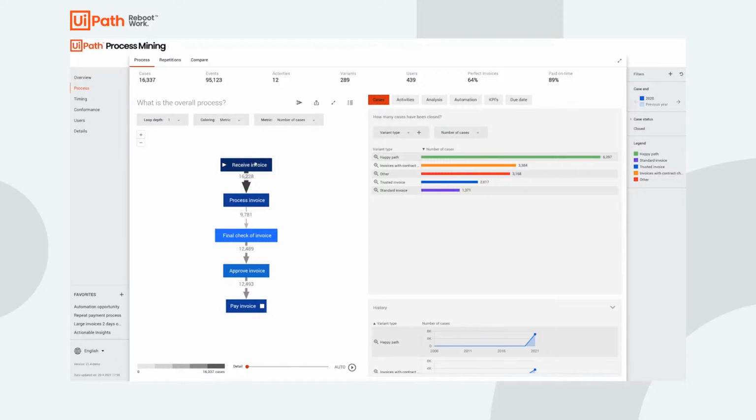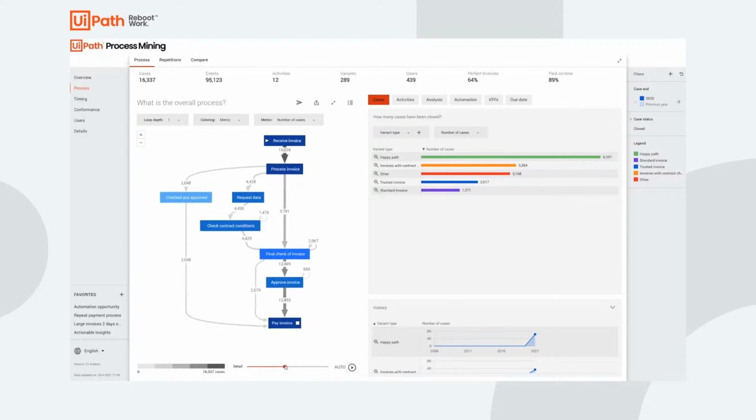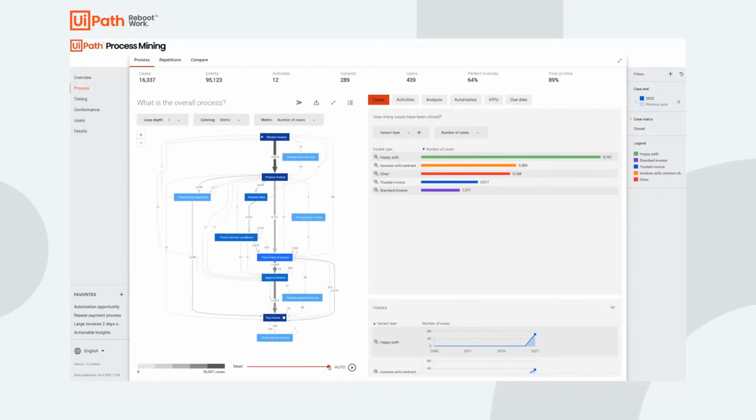By looking at what we call the happy path, she can identify the most common variant. After receiving an invoice, it is processed, it goes for a final check, it gets approved, and is then paid. However, less than half of all cases follow this ideal path. By adding more detail into the analysis, she quickly realizes how many different process variants exist.